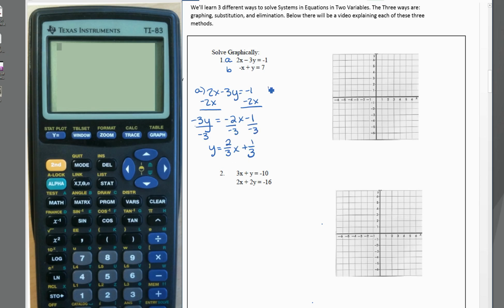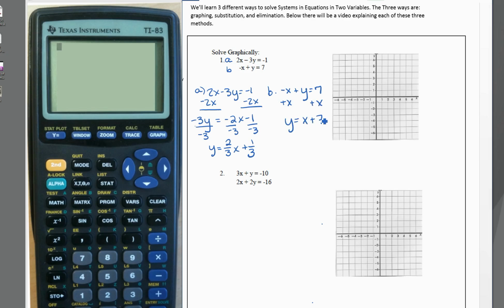Okay, and then for B, I have -x plus y equals 7. I just need to add x to both sides, and I get y equals x plus 7. So I need to graph both of these equations, and these are in y equals mx plus b form.